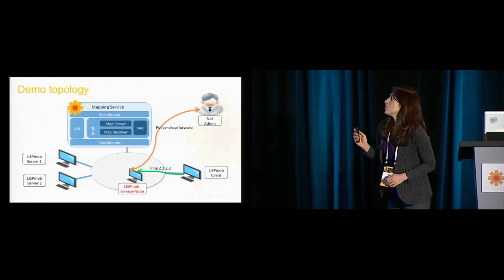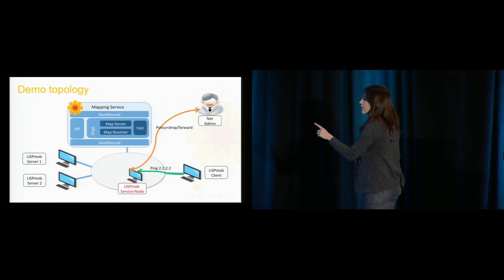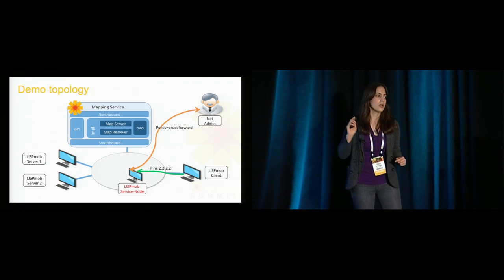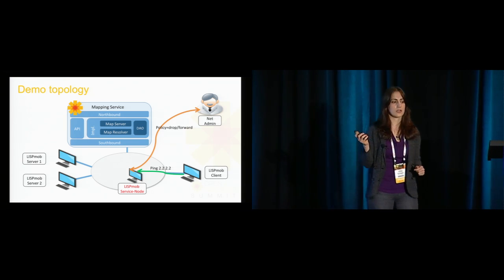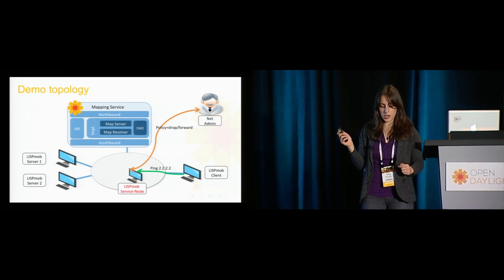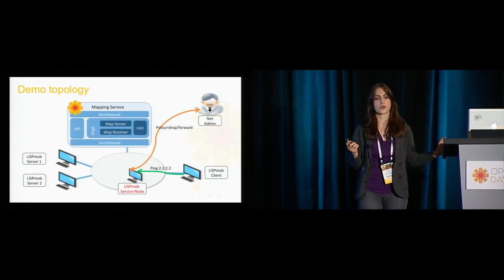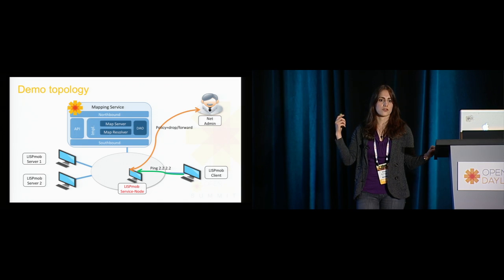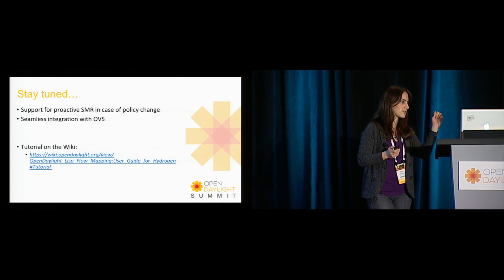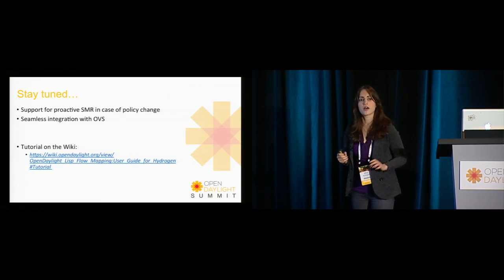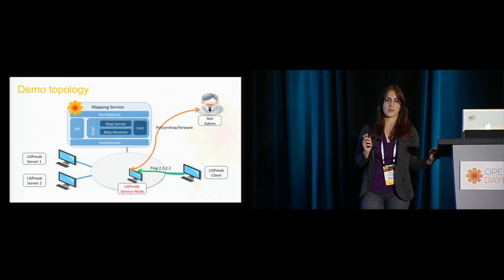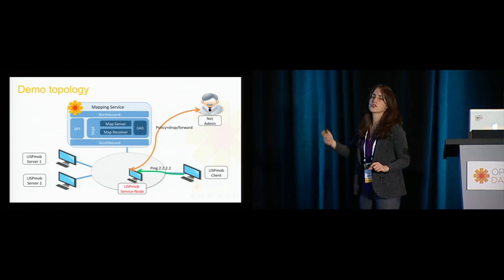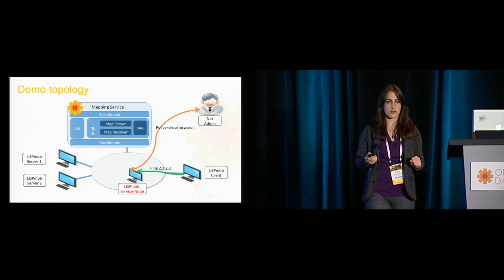Okay, so the service node in general. This version of LISP in the Hydrogen release does not support a proactive mapping system. So everything that we described here, and that was just my last slide, everything is pulled from the mapping system right now. So the client pulls the change of policy, and so does the service.